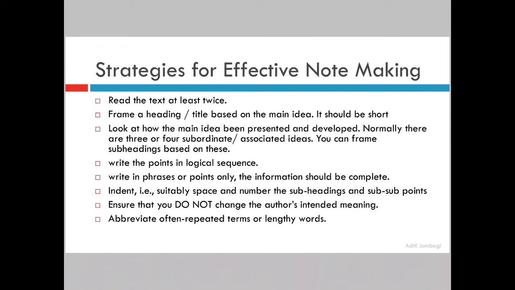Look at how the main idea has been presented and developed. Normally there are 3 or 4 subordinate associated ideas, and you can frame subheadings based on this. So you read the text. Sometimes there is one main idea and under it there will be many other subpoints. For example, let us take you're studying sole proprietorship. Now the concept of sole proprietorship will be there. Then what it means, what are the features. Now features is another subheading, and under it there will be another 10 points. So these are all your associated ideas. So you can frame subheadings based on these points.